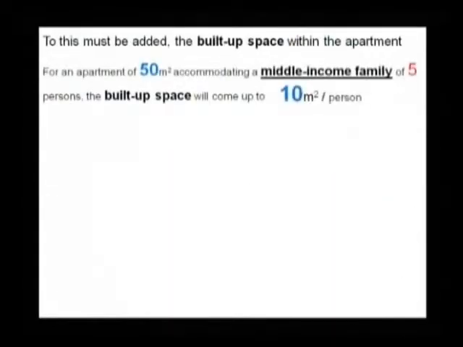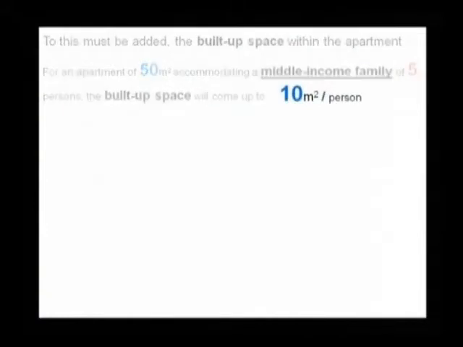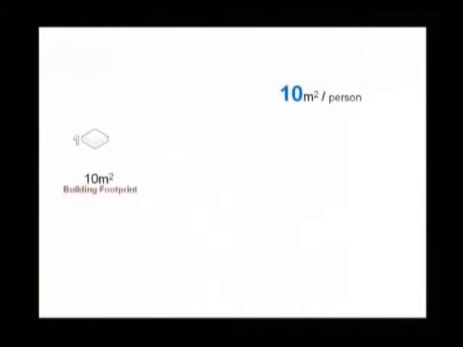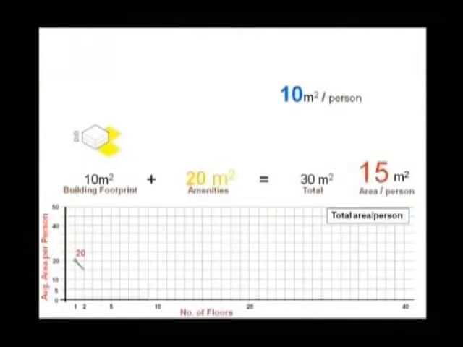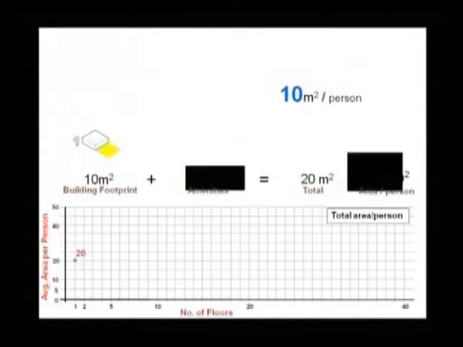So, now to this must be added the built-up space which the apartment needs. Supposing we take a middle-class apartment in Bombay, the average would be 500 square feet. I'm not talking about low income. It would come to about 10 square meters per person. So here we have 10 square meters in the building, and then we've got 10 square meters of open space. And together that comes to 20 meters, and that means an average of 20.